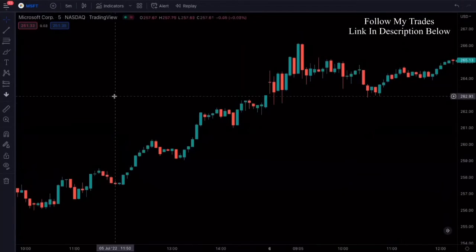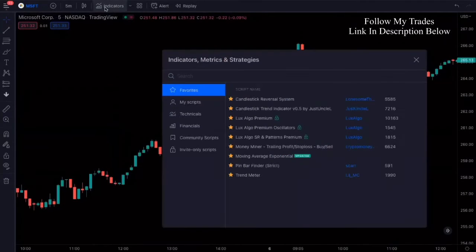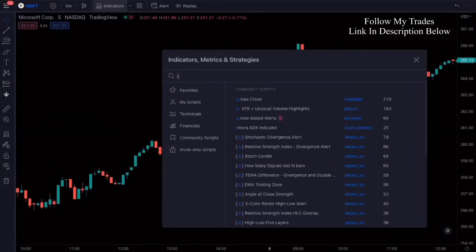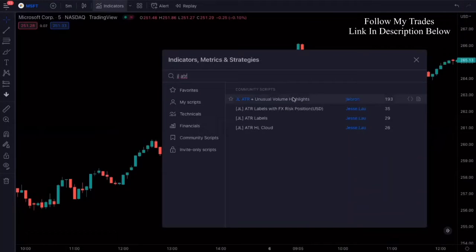All right. We're going to add 2 indicators to this. The first one we're going to do, we're going to click on indicators right here in the search bar, type in JL ATR. All right. So this is the one. And yes, not a lot of people know about this. Like, for instance, this one, only 193 people have favorited this. So not a lot of people know about this one, right? So you're going to do the JL ATR plus unusual volume highlights. And we're going to be making some changes to these as well, but let's get them added first.